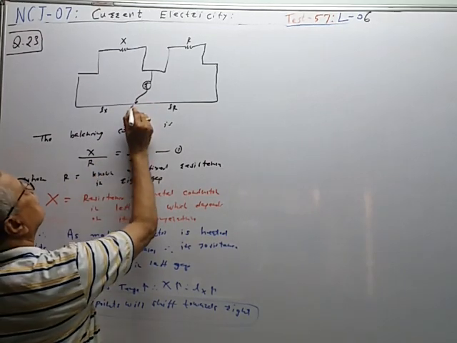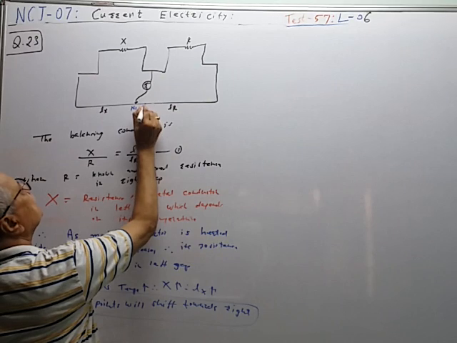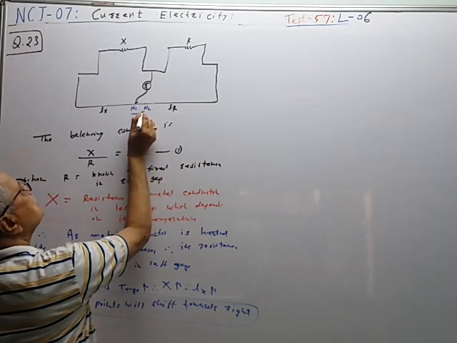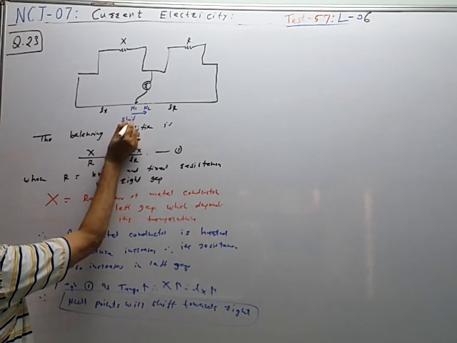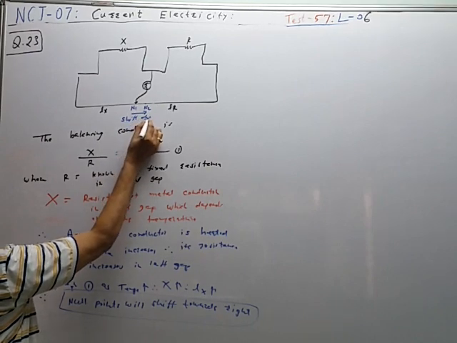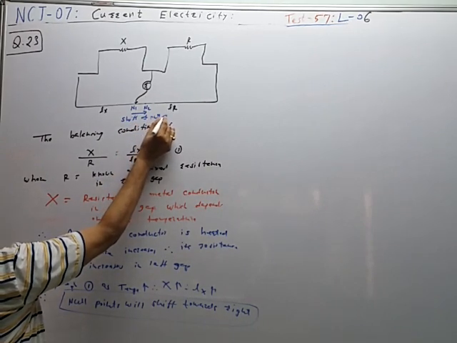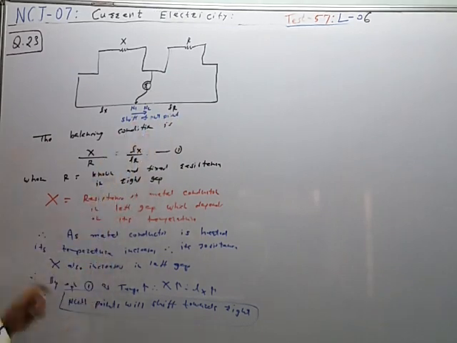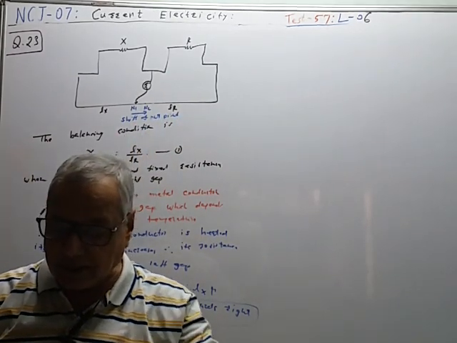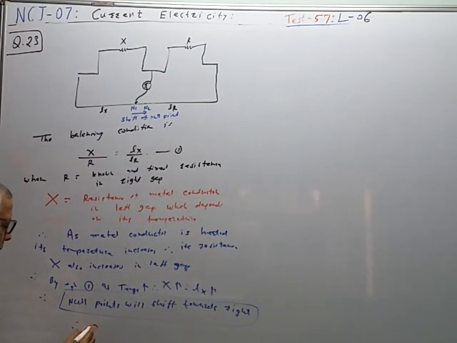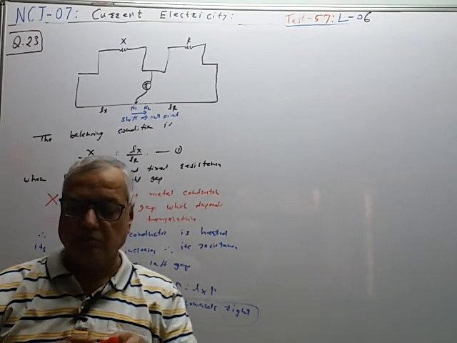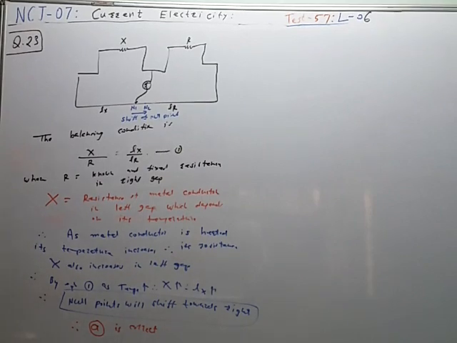So the initial null point is N1, the new null point is N2. So shift is like this. Shift of null point towards right, and therefore the correct answer is A. Therefore, A is correct.